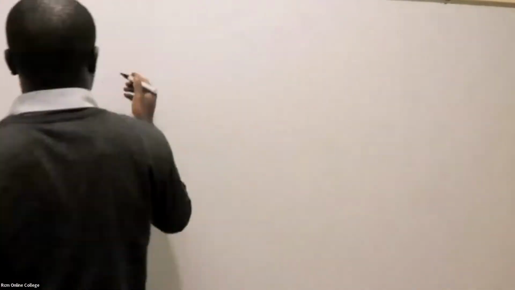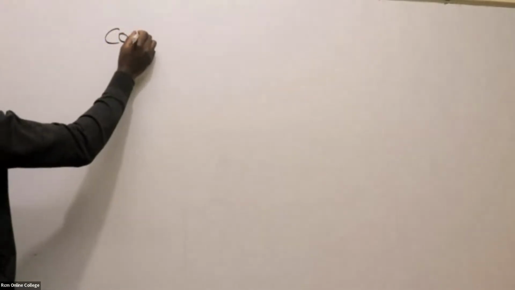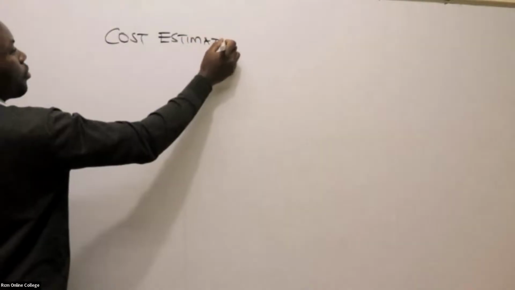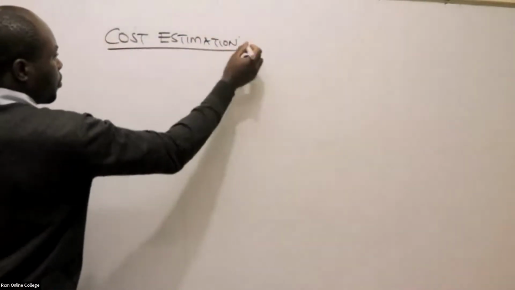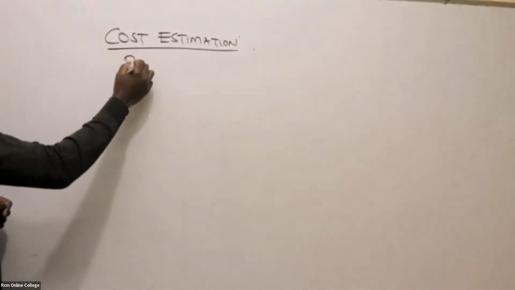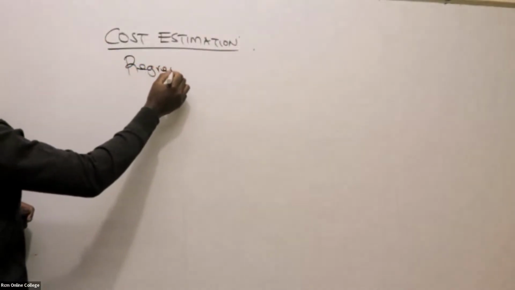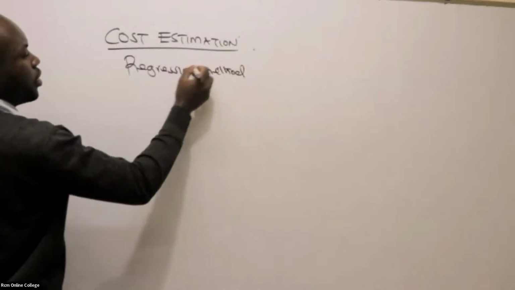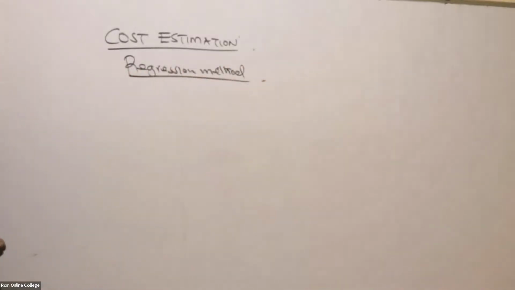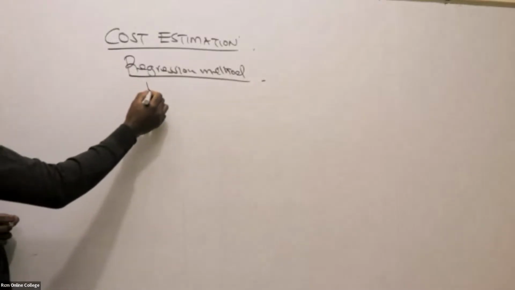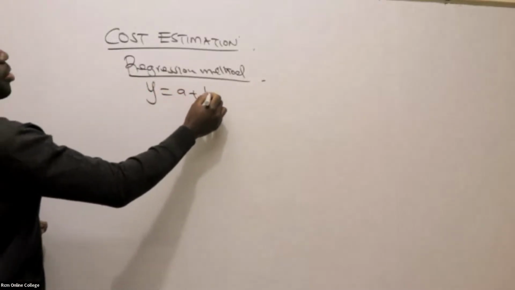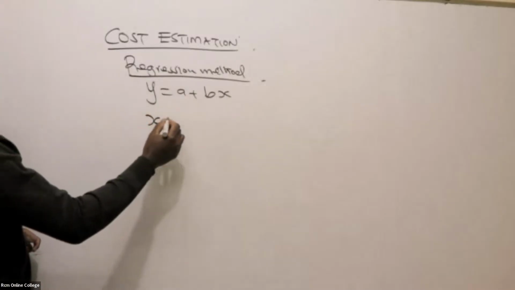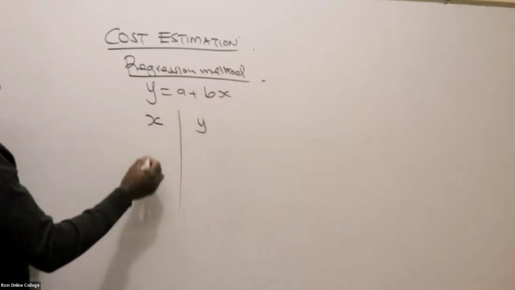So, this topic called cost estimation. And this key method called regression. Right? Now, this regression method, if you are to use it to give us cost function in the form of y is equal to a plus bx, maybe you'll be having x somewhere, you'll be having y somewhere here.